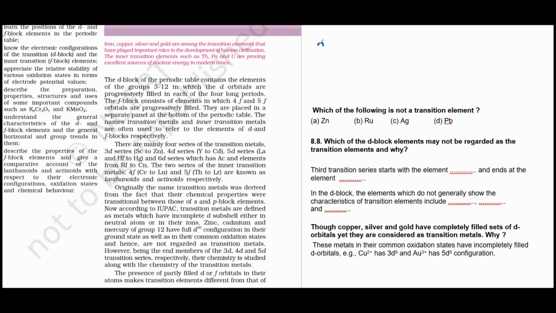Remember, there's a difference between the d series. The 3d series is the first transition series, the 4d series is the second transition series, and the 5d series is the third transition series. So the 5d series starts with lanthanum and ends at mercury. In the d block, the elements which do not generally show the characteristics of transition elements, as we've just talked about, are zinc, cadmium, and mercury.